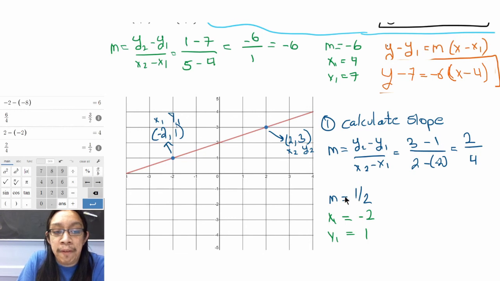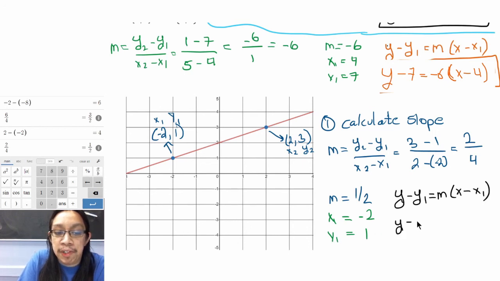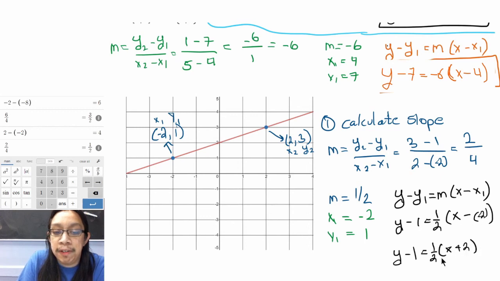So now that we have the slope, x1 and y1, let's go ahead and write our equation. So y minus y1 is equal to m(x minus x1). So y minus y1, which in this case is 1, equals our slope, 1/2, parentheses, x minus our x1, which this time is -2. So I'm going to put parentheses -2 there. Now, because we have a double negative there, it would be a good idea to simplify that. So our final equation is going to be y minus 1 is equal to 1/2, and then this double negative turns into a positive, so (x plus 2).